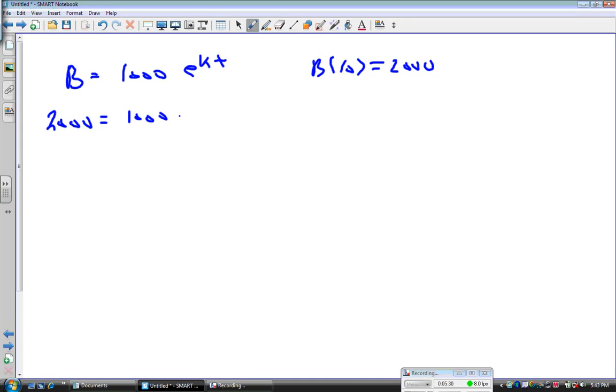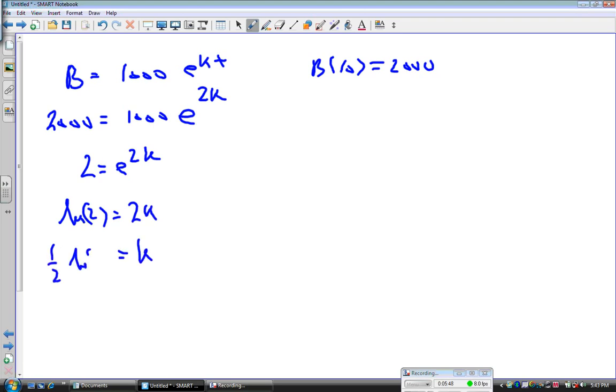Redoing the video. And so when T is 2, you get this equation. So how do you solve for K? Well, divide by 1,000. And so this is just a factor of growth, doubling, right? Get rid of E by ln. Take ln of both sides. And so K is 1/2 the ln of 2.